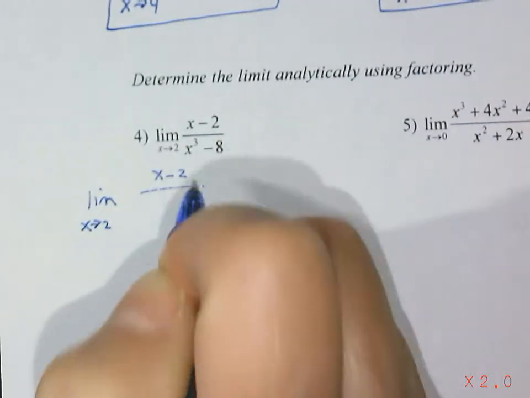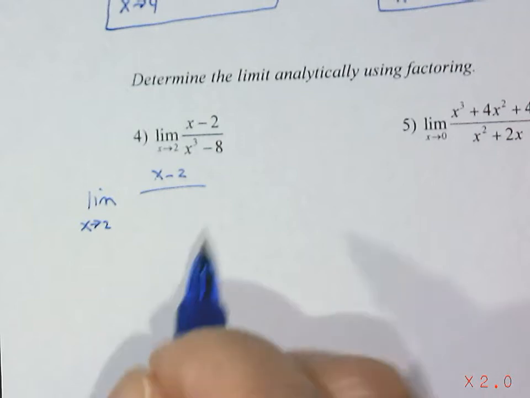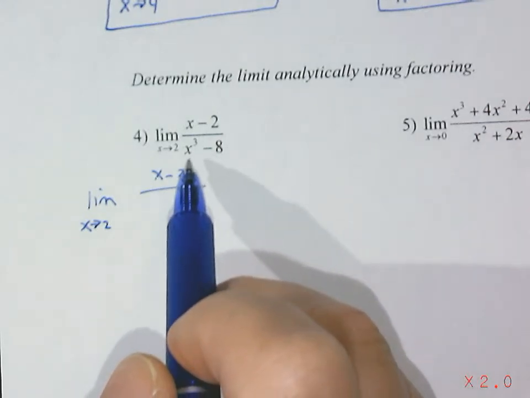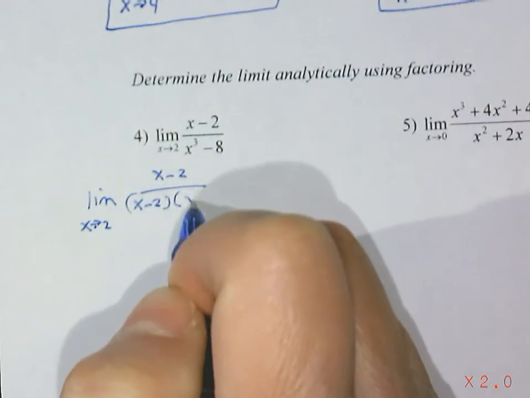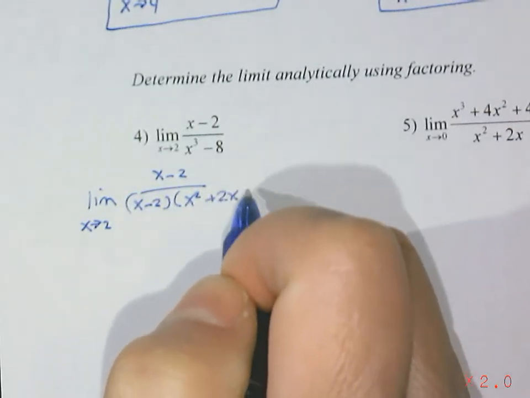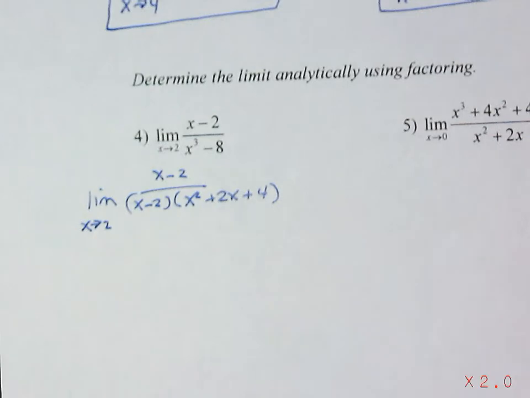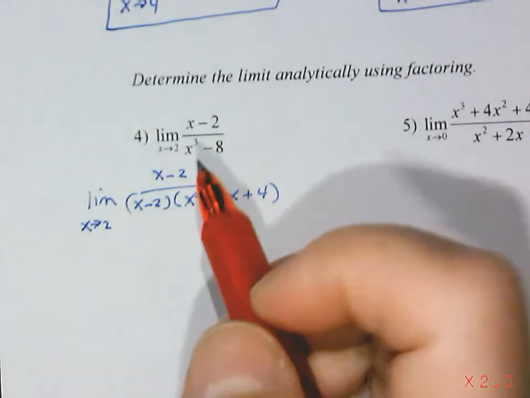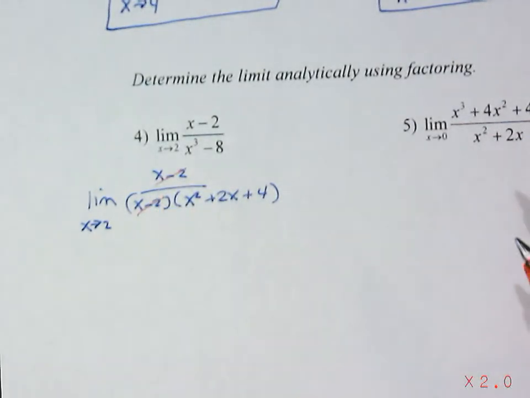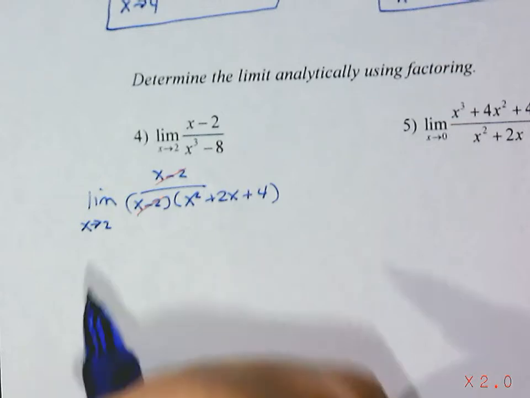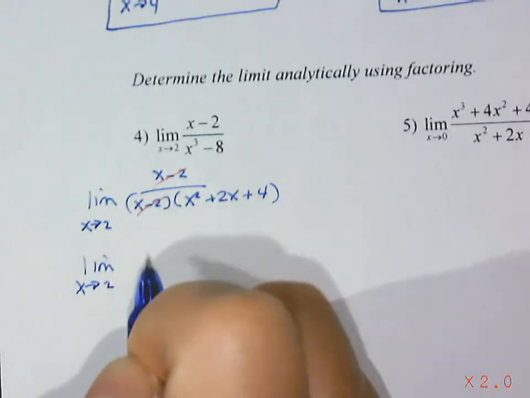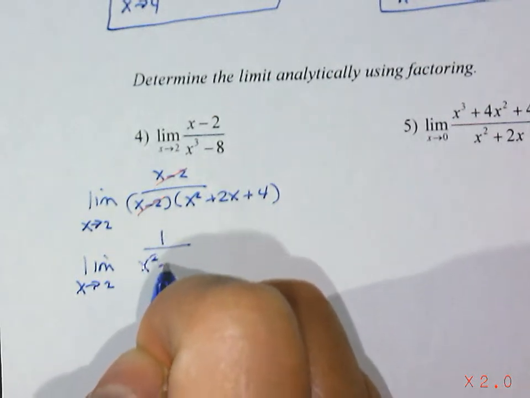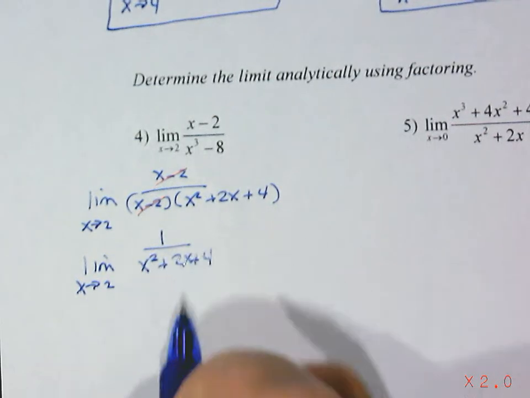The numerator cannot be factored; it's x minus 2. The denominator can be factored. This is a difference of cubes. So we have x minus 2 times x squared plus 2x plus 4. Common factors: x minus 2 over x minus 2 is 1. So I'd have the limit as x approaches 2 of 1 over x squared plus 2x plus 4.